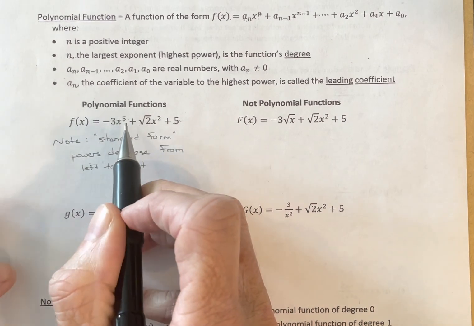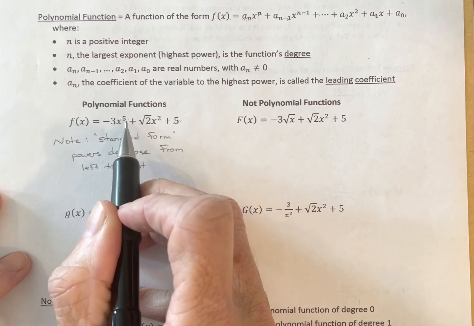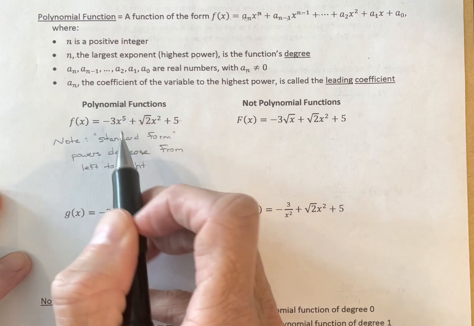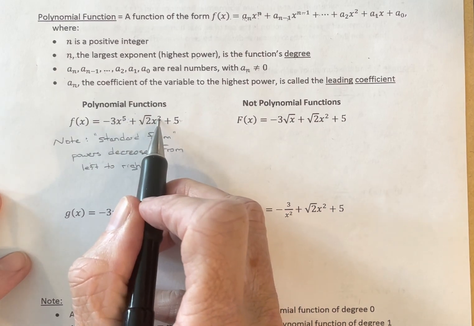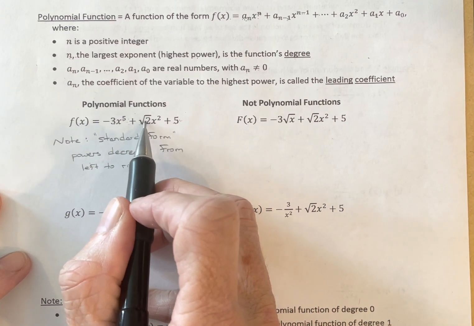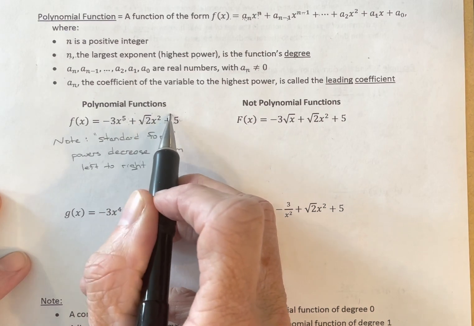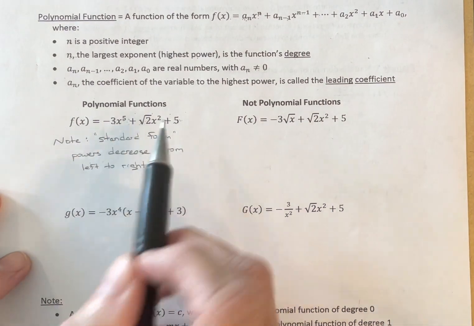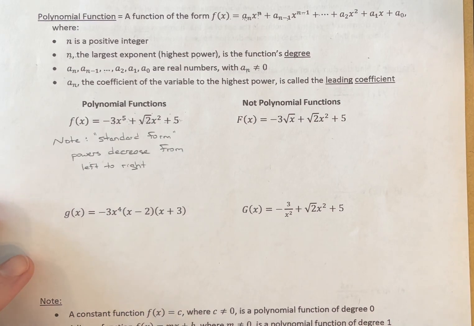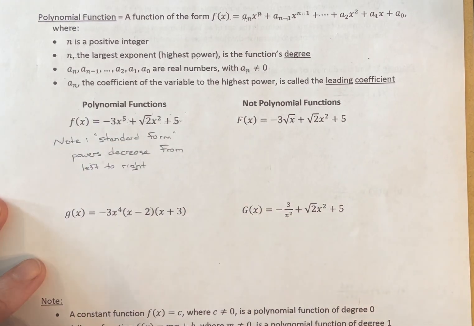Now we'll notice we don't have an x to the fourth, so we would say plus 0x to the fourth. We don't have an x cubed, so we would say plus 0x cubed. And we don't have an x, so we would say plus 0x, and that's okay. Those terms, of course, because you're multiplying by 0, go to 0.